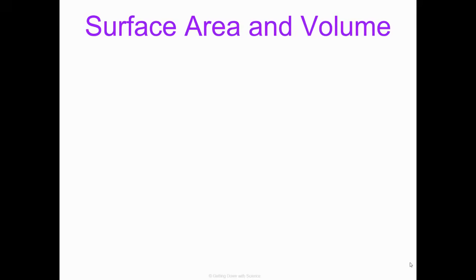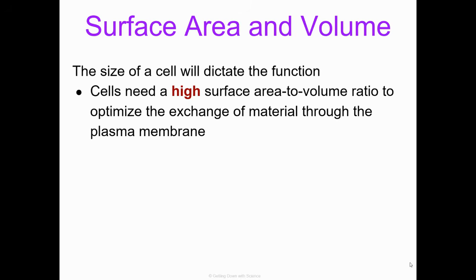And that's where this concept of surface area to volume and their ratio comes into play. So the size of a cell will dictate the function, and cells need to have a high surface area to volume ratio to optimize the exchange of material through the plasma membrane. And so what we're going to go through today are the formulas for spherical and also cuboidal cells and how we can calculate their surface area and their volume and then determine whether or not they have a high or low surface area to volume ratio in comparison to other cells.